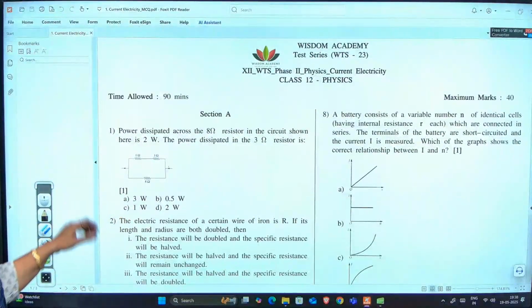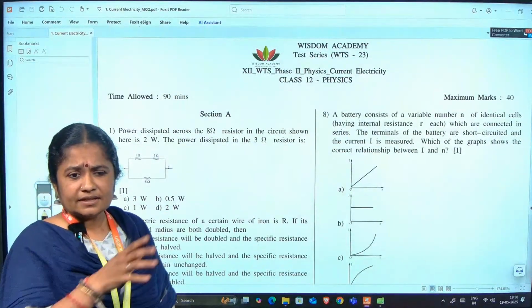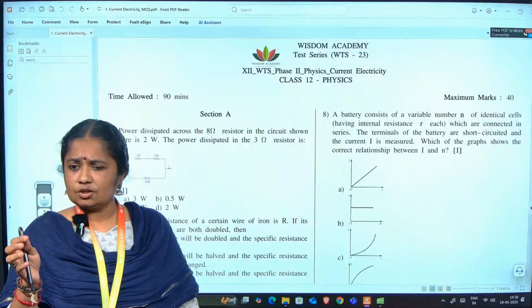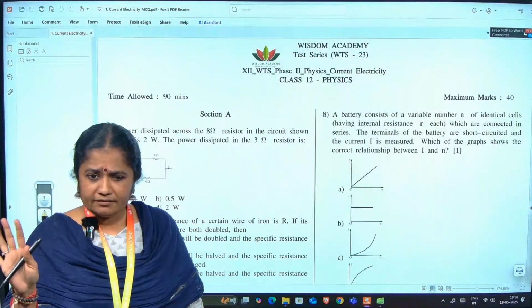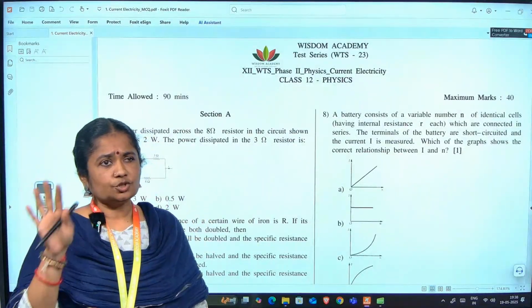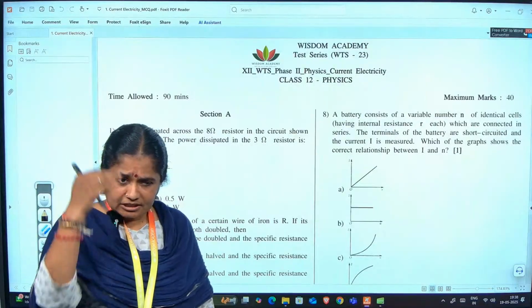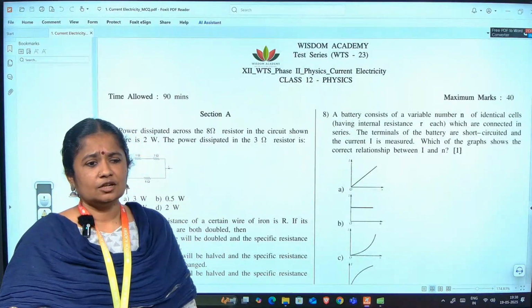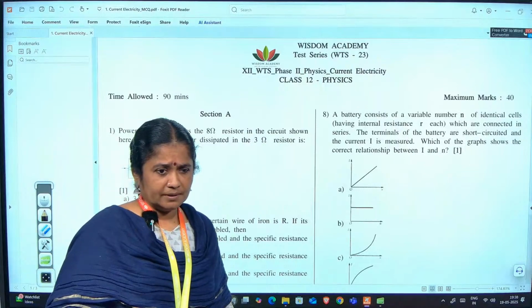Here, in basic knowledge, in series and parallel, what will be constant? If there is only one way for the current to flow, the current in the circuit will be constant. And if it is a parallel circuit, the potential difference, voltage, will be constant.